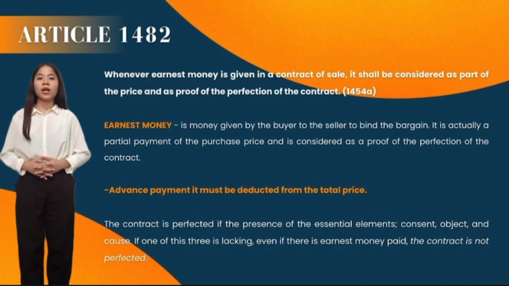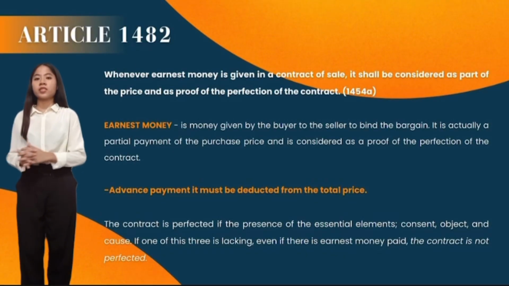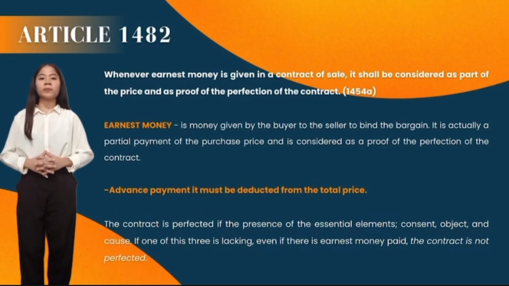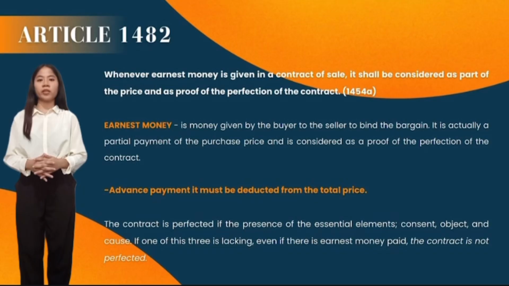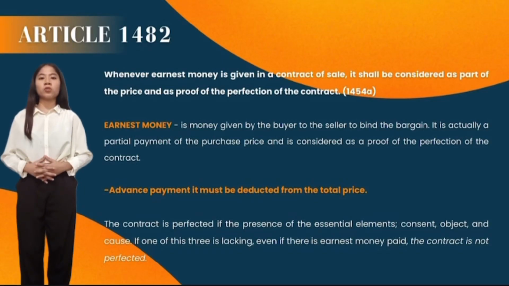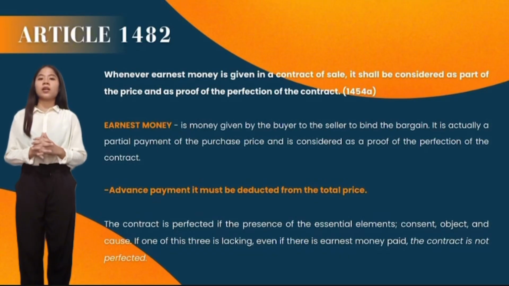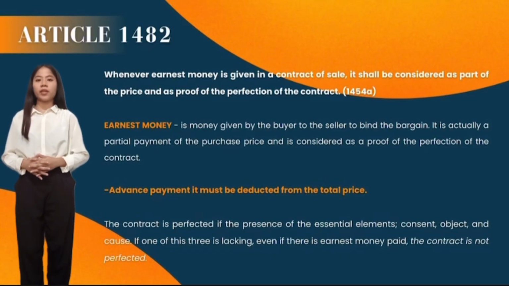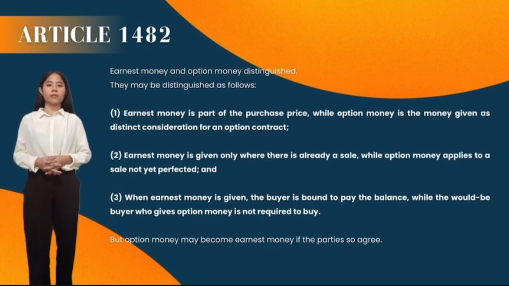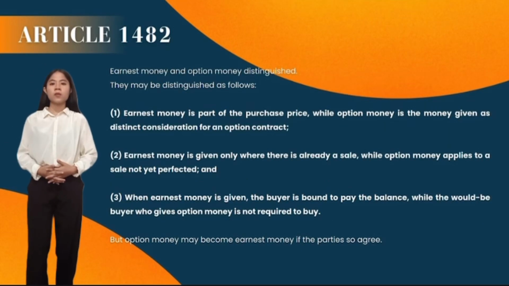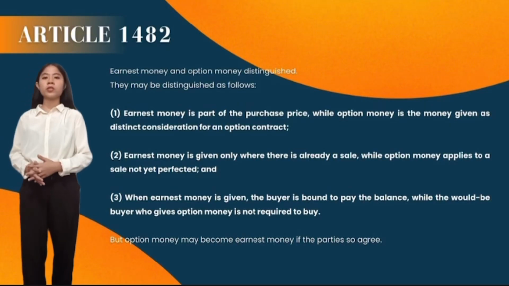There is also an instance that the contract is not perfected even if earnest money is given. This is due to the loss of one or more elements of the contract, which are the consent, object, and cause. We have discussed before the option and the earnest. So as not to be confused, we will talk about the difference of both.